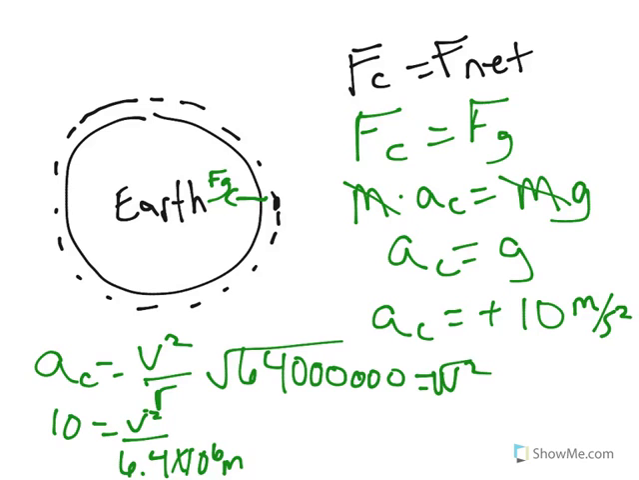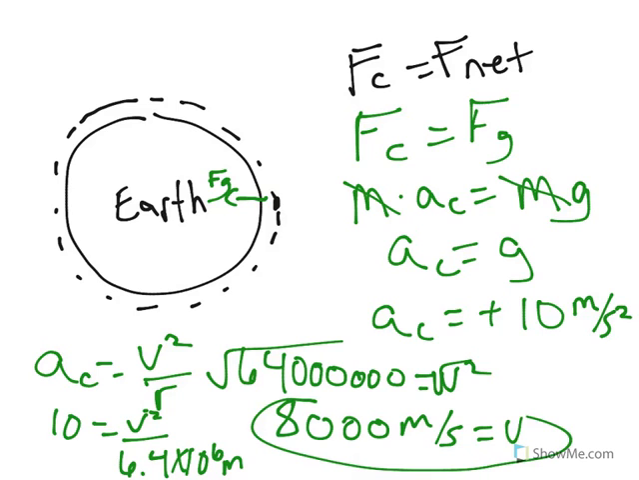and we find that you would need to have an object moving at 8,000 meters per second in order to have it orbiting just above the Earth. That's very, very fast. That's 80 football fields every second. Okay? So hopefully that helps y'all out. Have a good day.